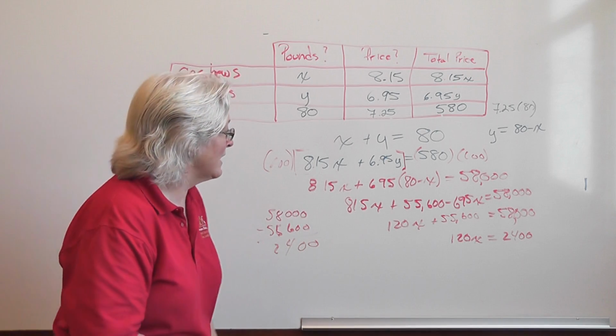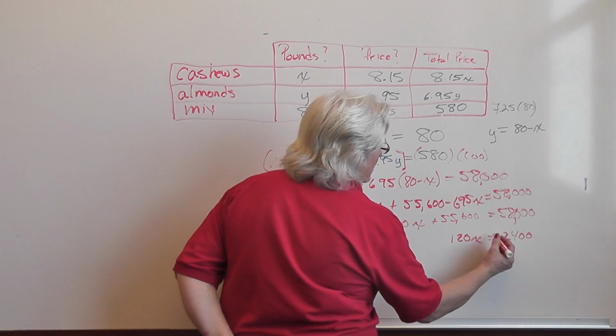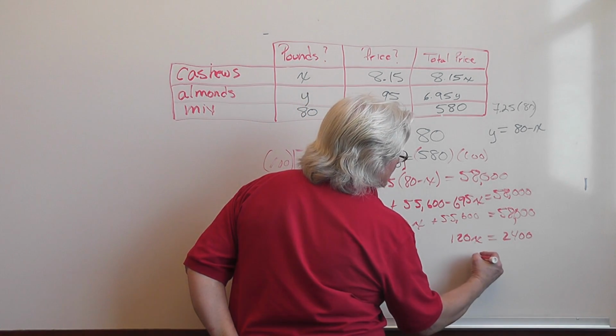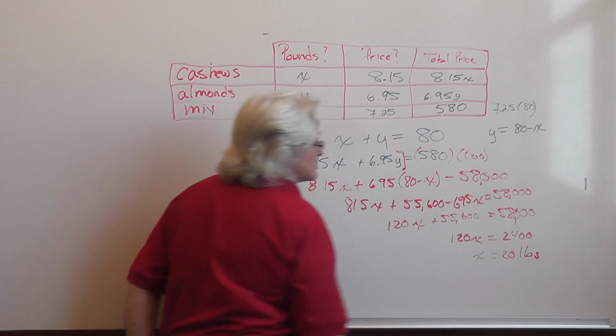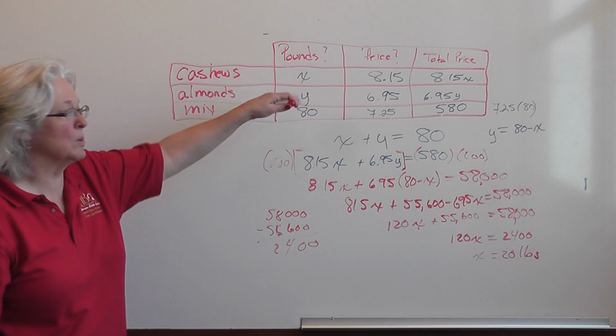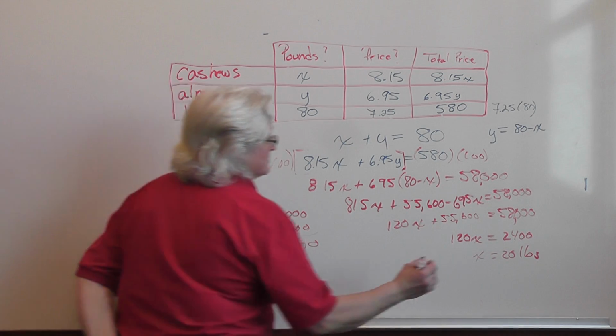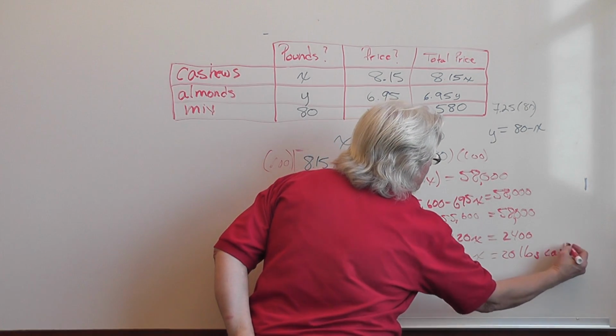We have 120x is equal to 2,400. You divide both sides of that equation by 120, and you have x is 20. 20 what? x is 20 pounds of cashews. So how many almonds are there going to be?